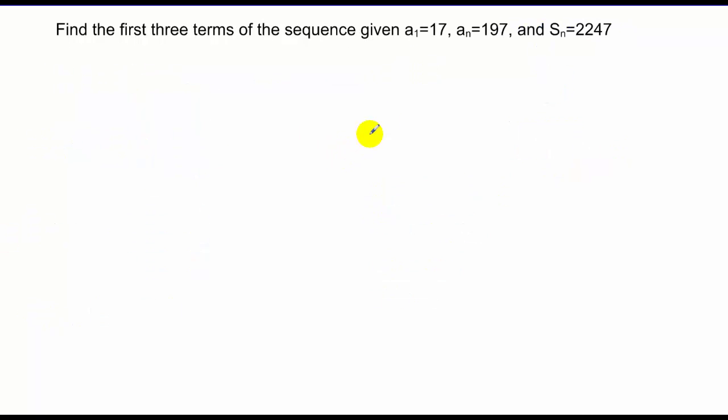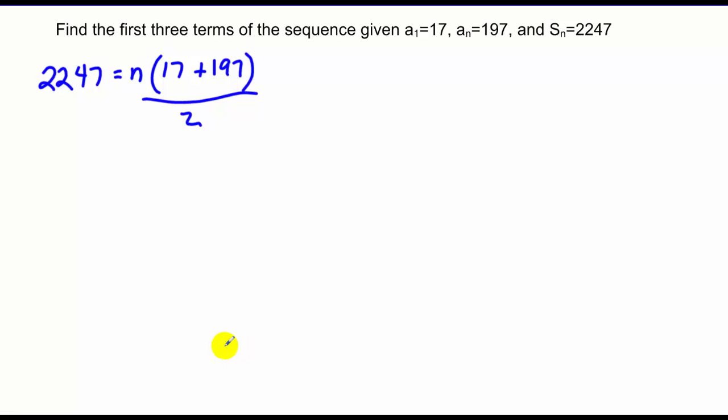Next, we want to find the first 3 terms of a sequence given the first term, the last term, and the sum of all the terms. But we don't know the number of terms. So in this case, we have the sum is equal to the number of terms, which I don't know, multiplied by the first term plus the last term over 2. So now I can find the number of terms in that sequence. I multiply by 2 to the other side of the equation, and I get 4494 is equal to 214n, and then I divide and end up with 21 terms.